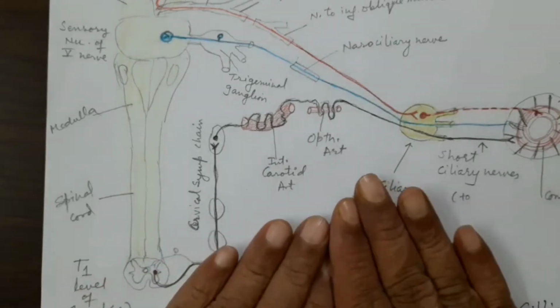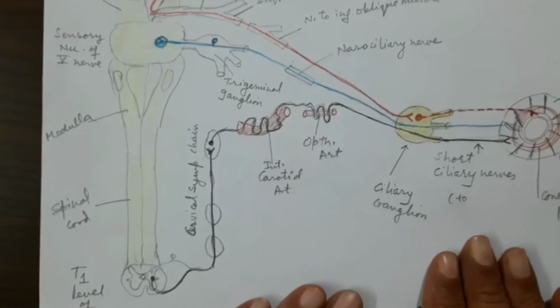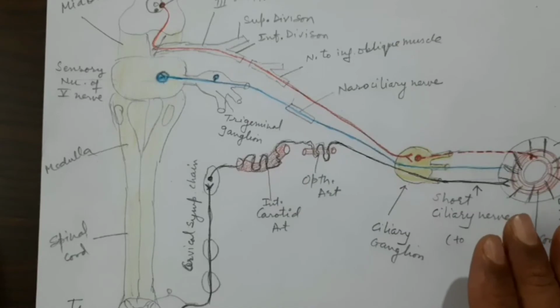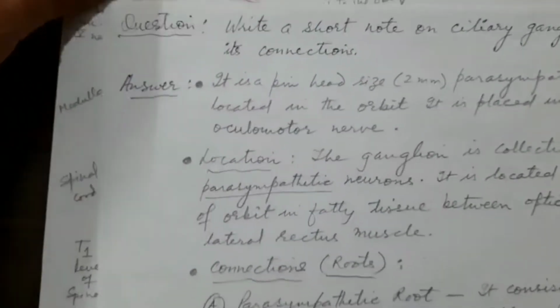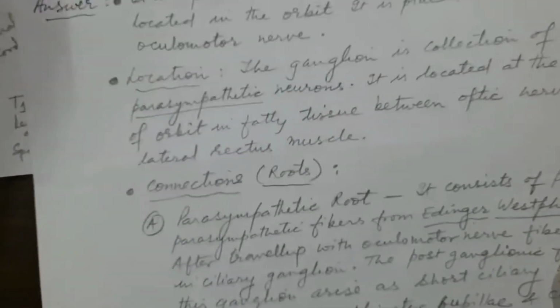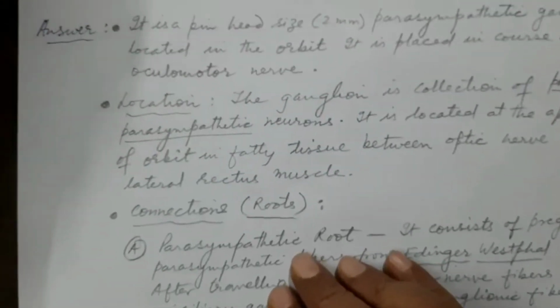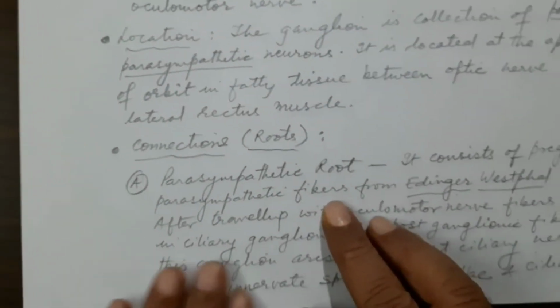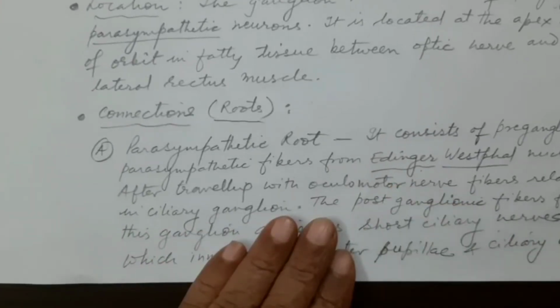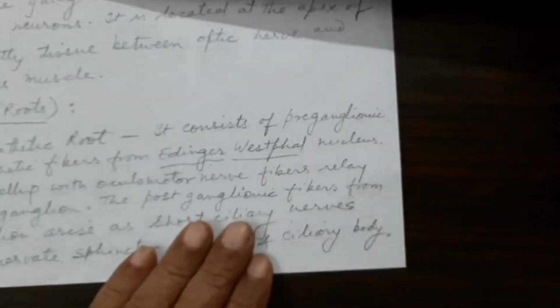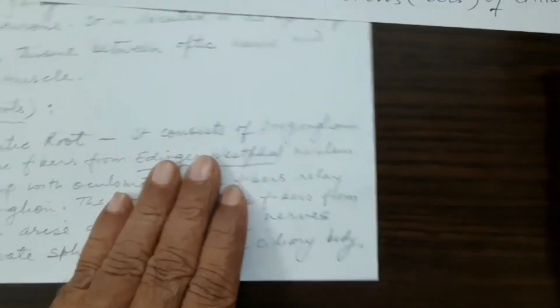Okay, so this is just an introduction to the diagram. Now I will tell you about the different branches, or the connections. Let us come to the connections. First let us come to the parasympathetic root. The parasympathetic root consists of the preganglionic parasympathetic fibers.